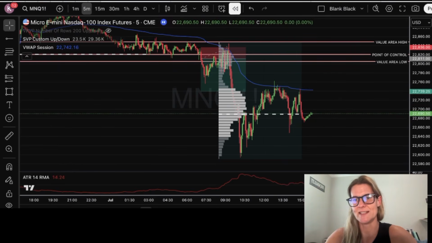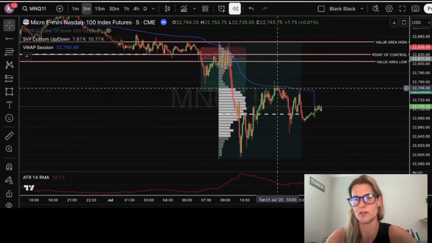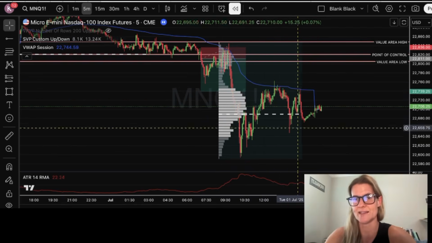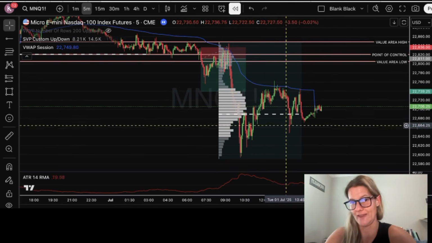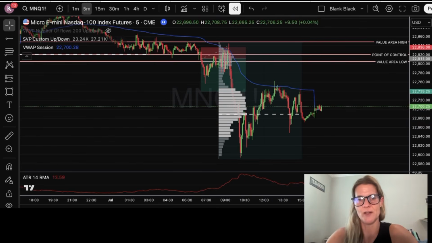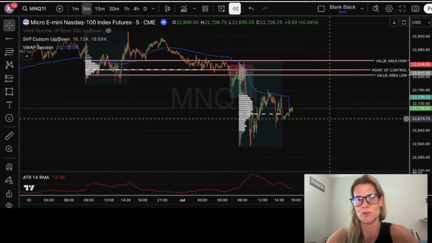So we're still continuing to reject that VWAP. So again, I would be looking for shorts. As it comes up here, you can take a short as it starts to reject VWAP. And then again, it comes up to VWAP, you can take a short as it rejects VWAP. So those are areas of support and resistance that I tend to use.